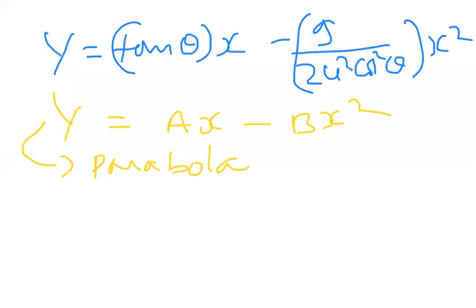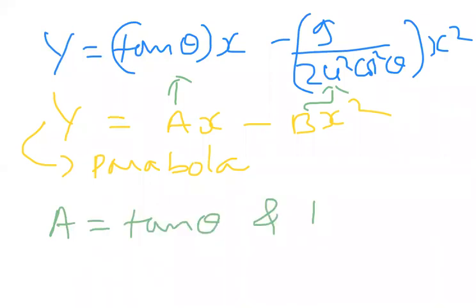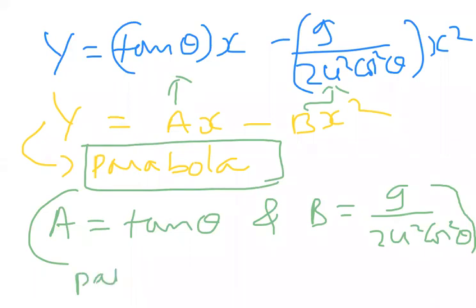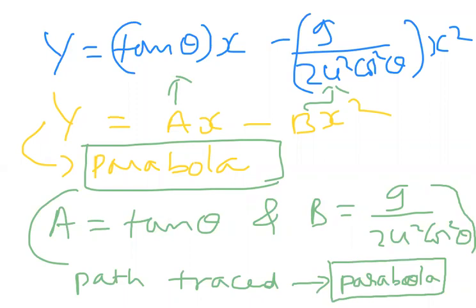Here I can observe what the a value and b value are. The a value can be compared as tan theta and the b value as g by 2u square cos square theta. As it satisfies the parabolic equation, we can say what the path traced is. The path traced by the projectile is called a parabola. The path traced is of parabola shape. That is the information we got from this oblique projectile.